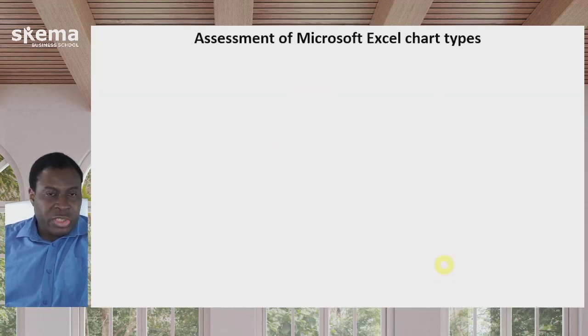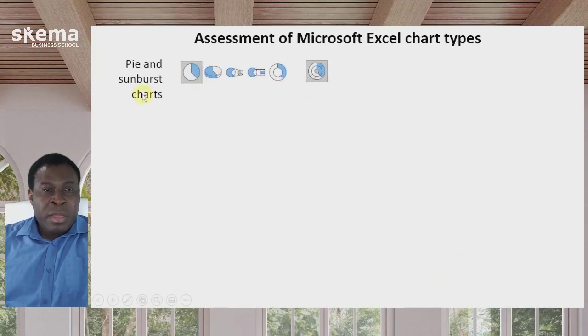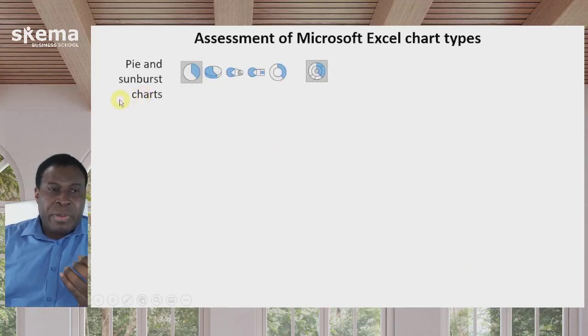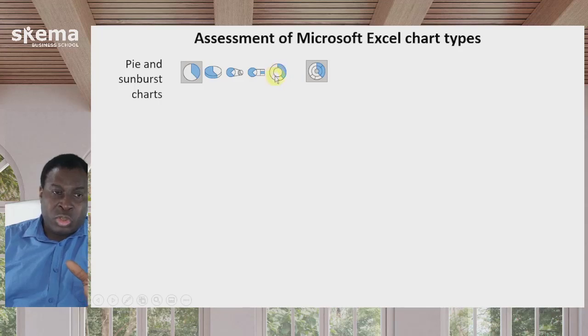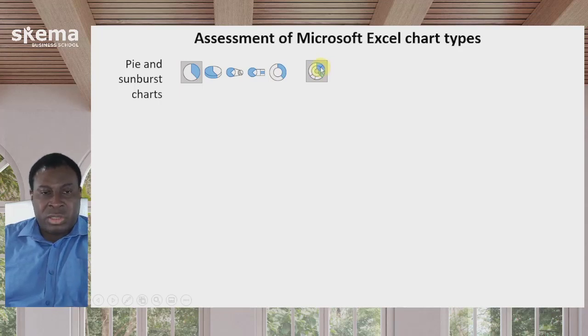So then here are some more. There's a family of pie and sunburst charts, which use a radial axis. So instead of an XY axis, the axis goes around in a circle, and it might be in 3D. Donut charts are a variation where instead of a complete circle, it's a donut. Sunburst charts show hierarchical information in a similar fashion.